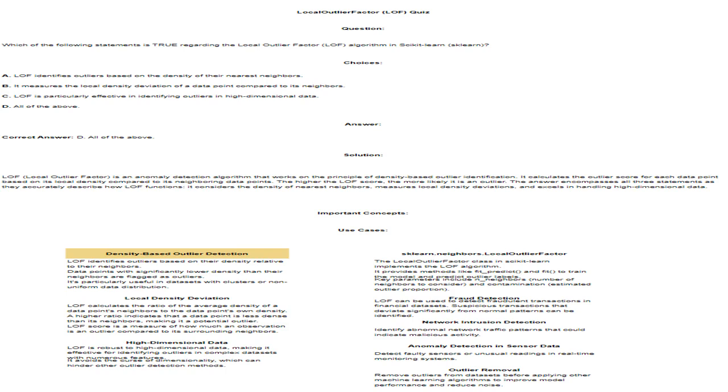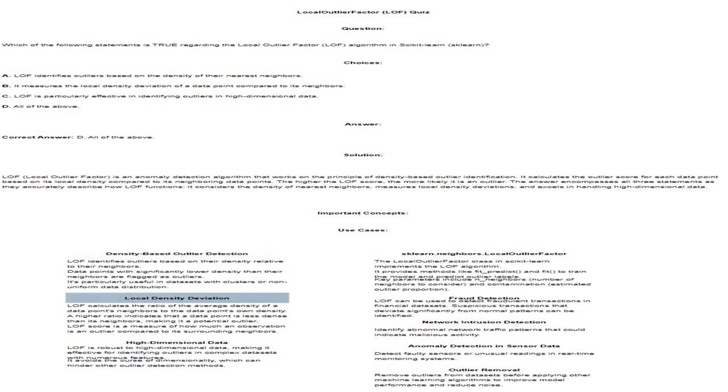Imagine a dataset of customer spending habits. Most customers make purchases within a certain range, forming dense clusters. A customer who makes a purchase far outside this range would be considered an outlier, possibly indicating fraudulent activity.